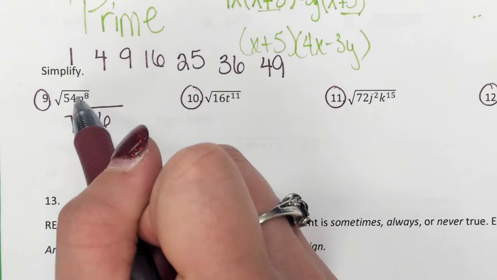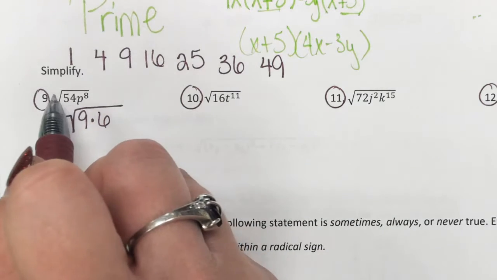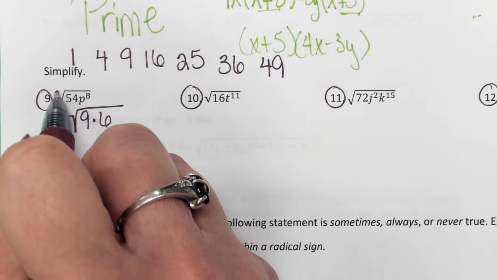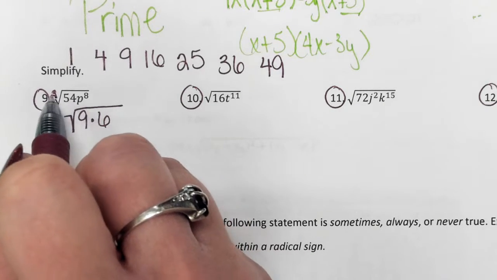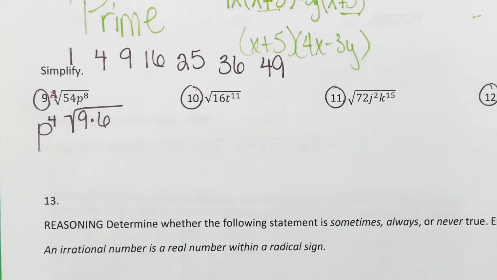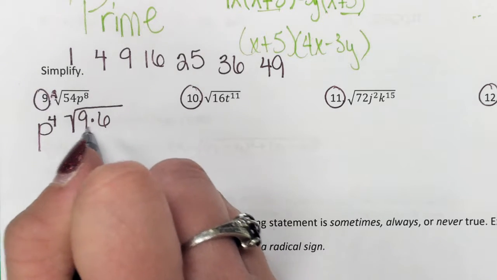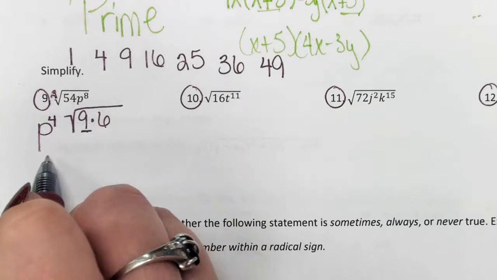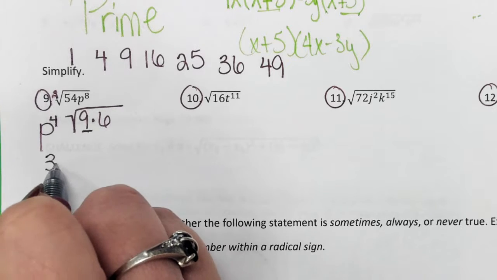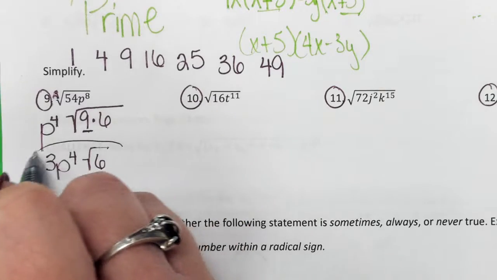So how did we take letters outside to the front? We didn't do it like we did numbers. We divided by a special number. We divided by 2 because this was a square root, and square root meant 2, right? So what's 8 divided by 2? P to the 4. Very good. It gets to come outside. Alright, and now one of these numbers gets to come out. Which one gets to come out? 9 gets to come out as 3. And then bring down your P to the 4, and the 6 stays inside.